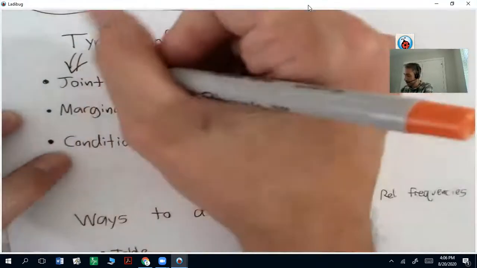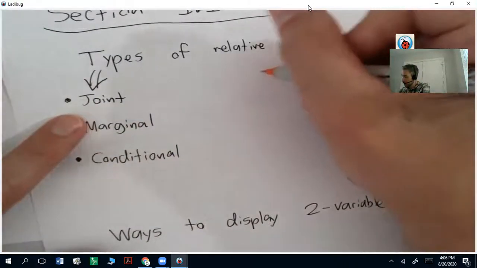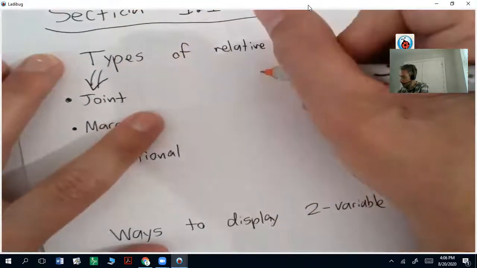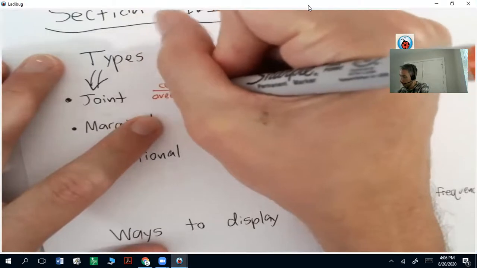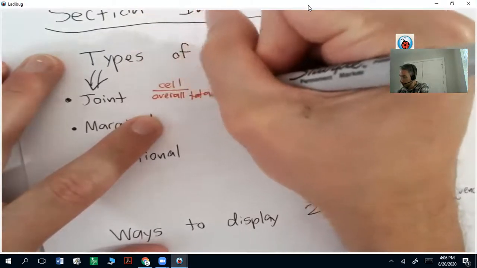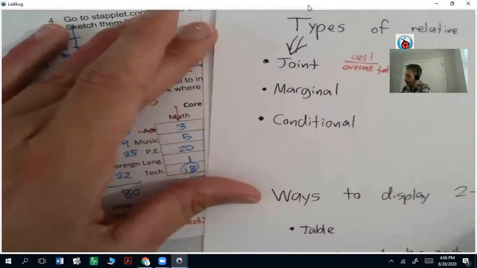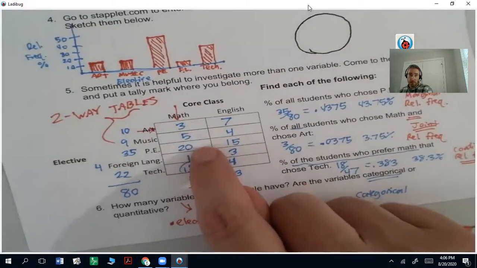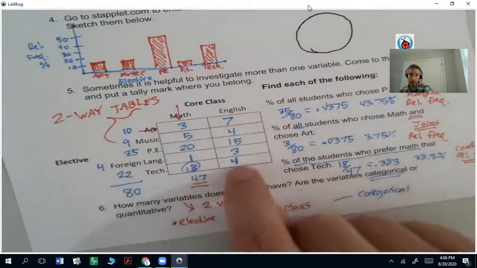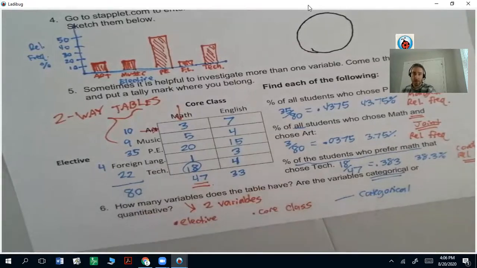So the joint is in a table. A joint relative frequency is like the individual cell divided by the overall total. So it's like the and, okay? So like in a table, all the joint relative frequencies would be each of the individual numbers, these 10 numbers here, divided by the overall total, 7 out of 80. How many people chose art and English? 7 out of 80, that percent.